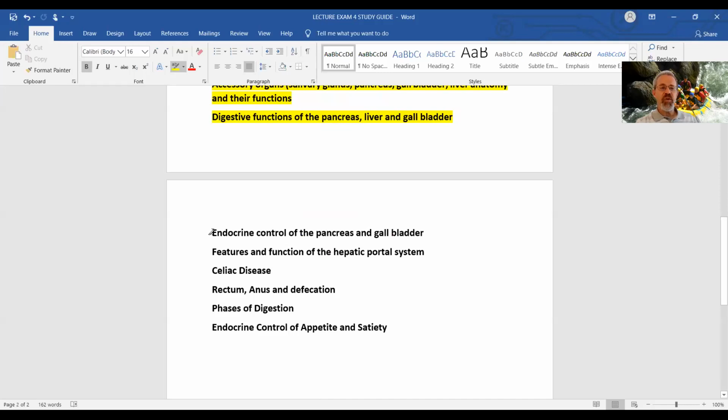Like the endocrine control of those organs, features of the hepatic portal system: know the names of the vessels, where they start from, where they go to, are they oxygen rich, are they oxygen poor? Finally, celiac disease, which is not related to the accessory glands per se, but is related to a very strong immune reaction to gluten and other wheat-based proteins. So we spoke about what happens, and what the necessary ingredients are to trigger that.